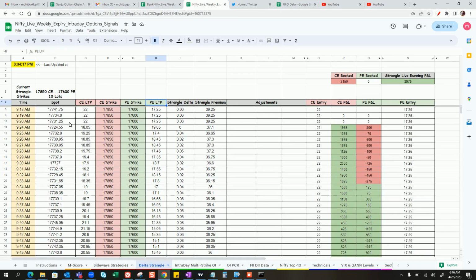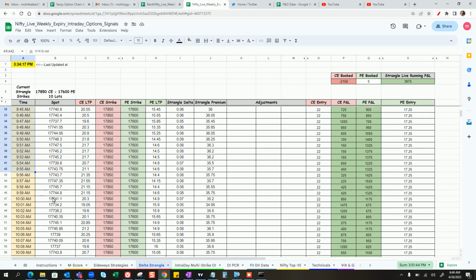So what this does is, let's say, this is yesterday's data, recording today morning. You can see yesterday it picked up this particular short strangle, 17,850 call and 17,600 put. The combined premium of both, 22 plus 17, around 39, was the combined premium. Now this gets updated every 1 minute. You can see, right? Every 1 minute this data gets updated.